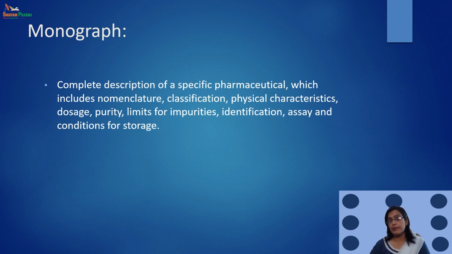Now it is also very important for you to know about the monograph. What is a monograph? A complete description of a specific pharmaceutical, which includes nomenclature, classification, physical characteristics, doses, purity and limits for impurity, identification, assay and the conditions of storage. This is the definition of a monograph, and the monograph of a specific drug contains these things.